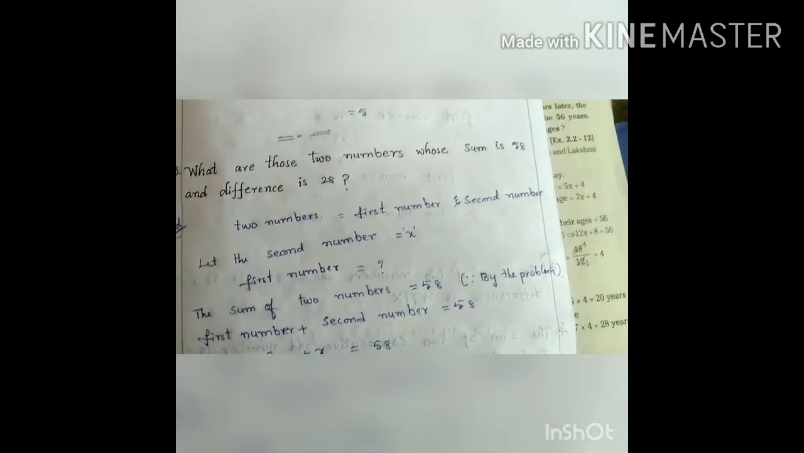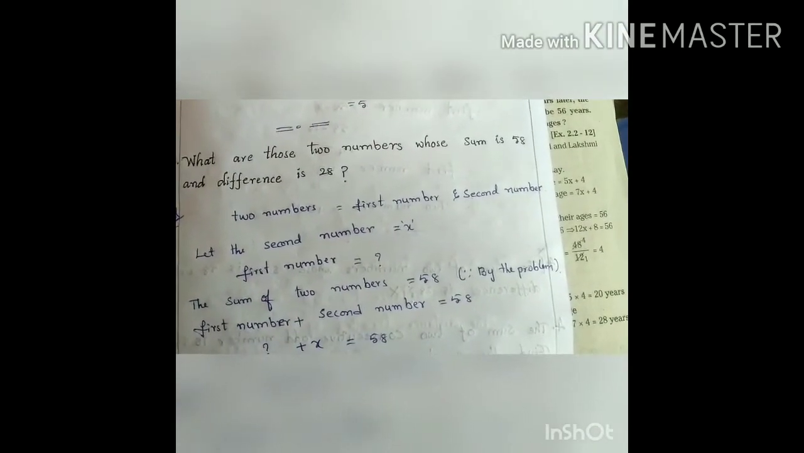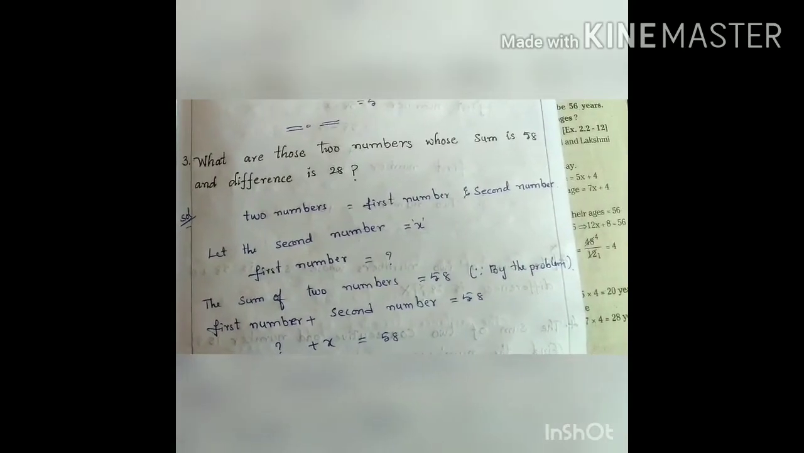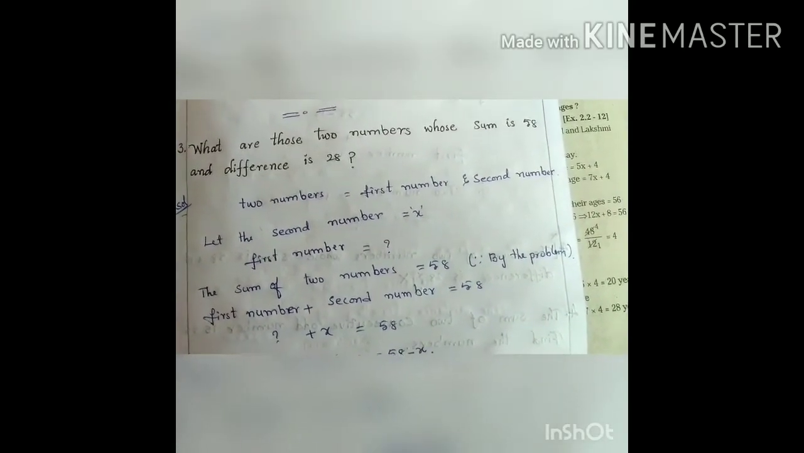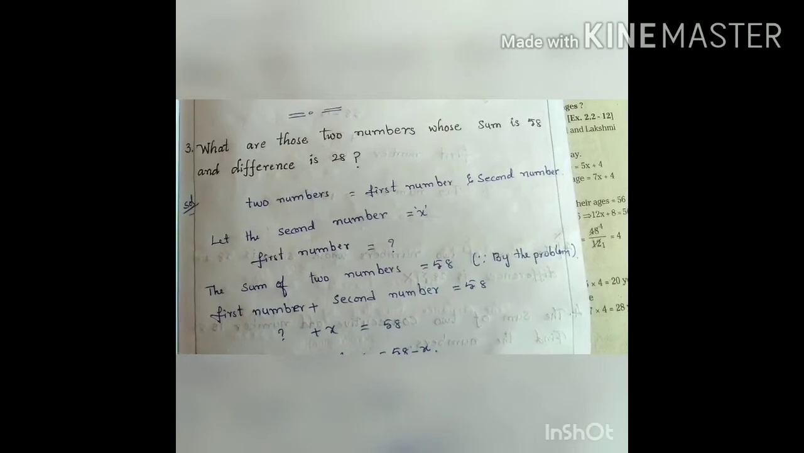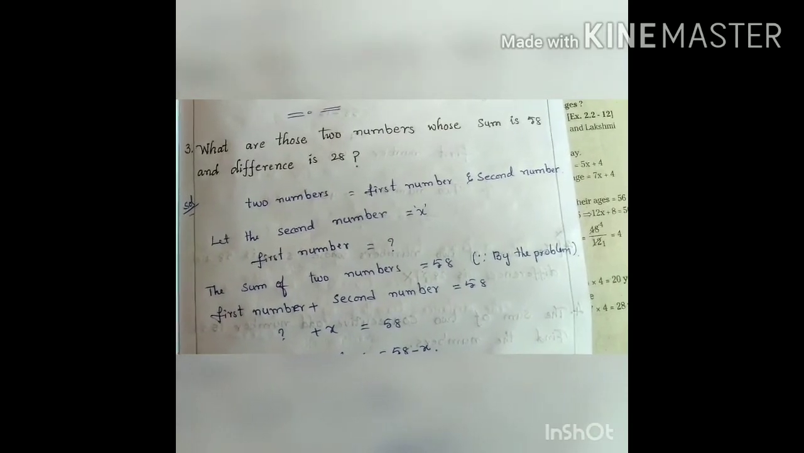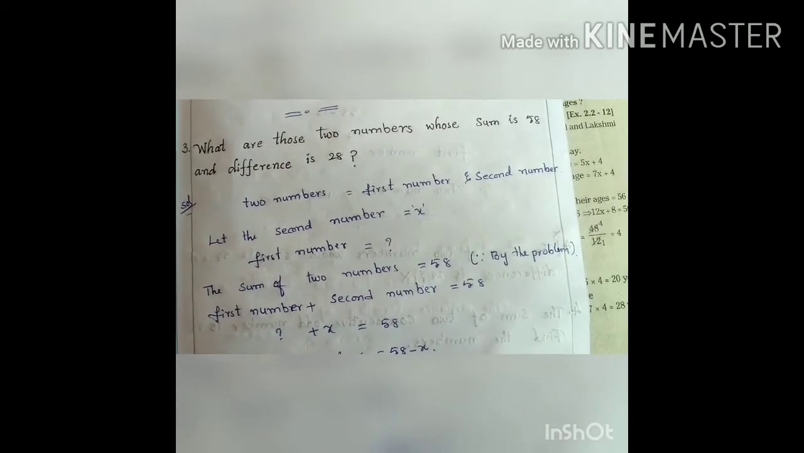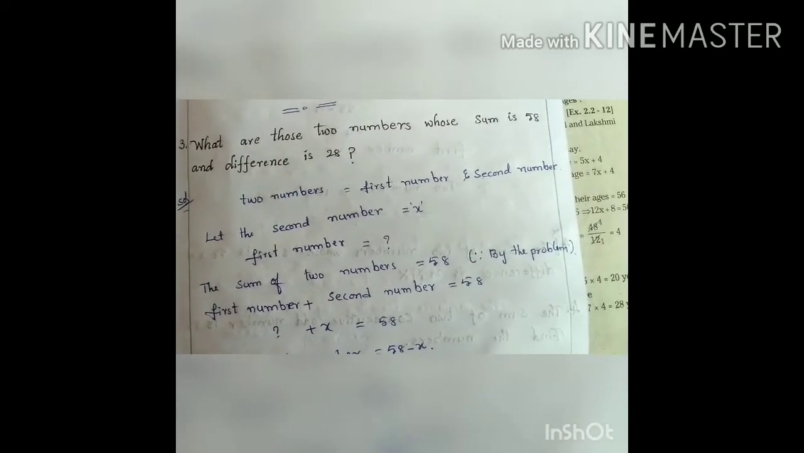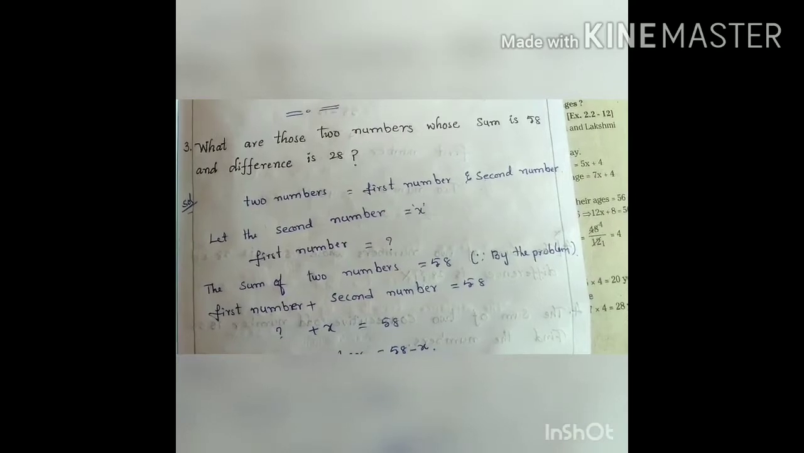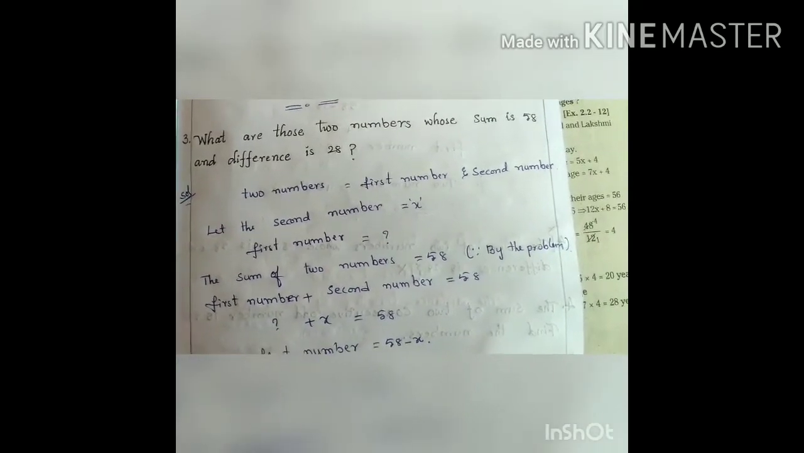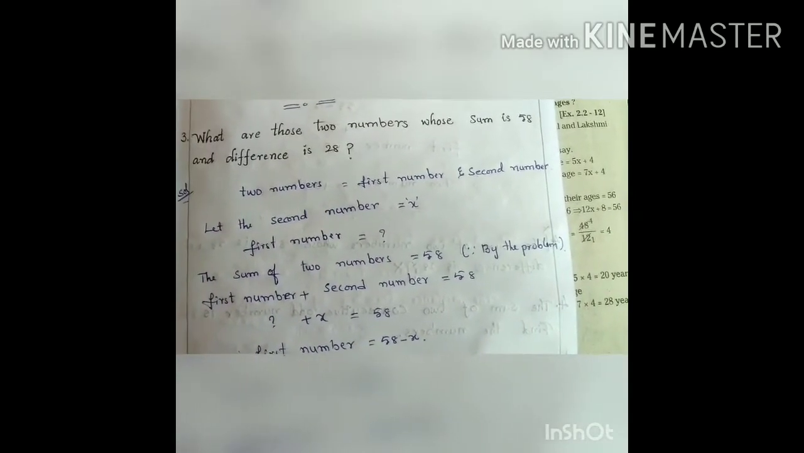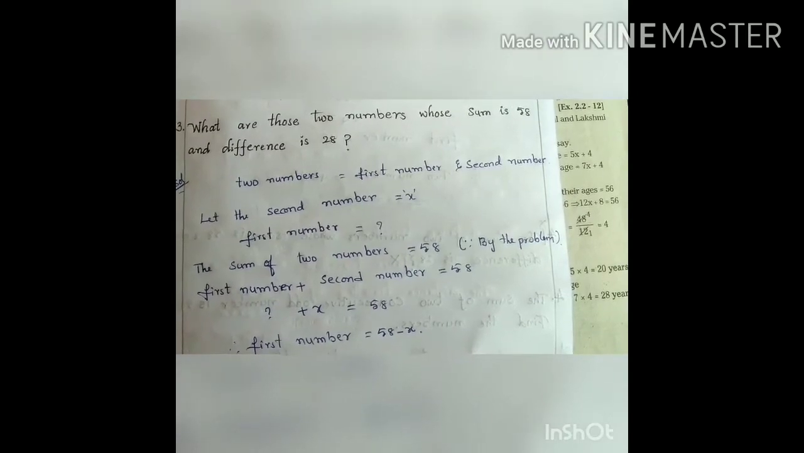The third problem. What are those two numbers whose sum is 58 and difference is 28? Two numbers whose sum is 58. In the second problem it was the difference; here it is the sum. Sum is 58 and the difference is 28. Here two terms are given, the sum and the difference.